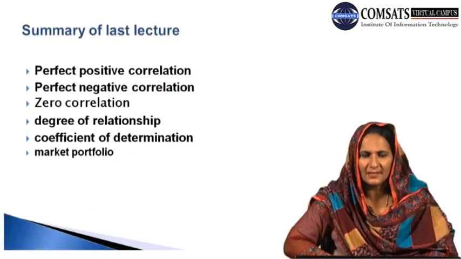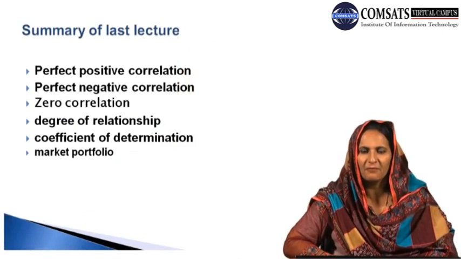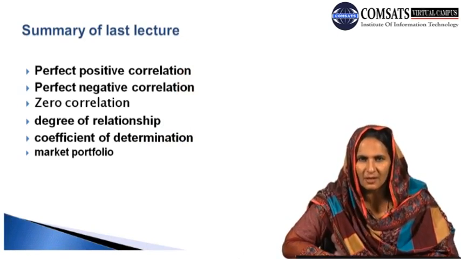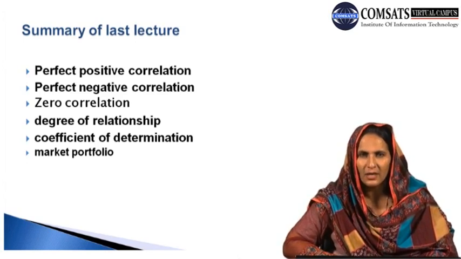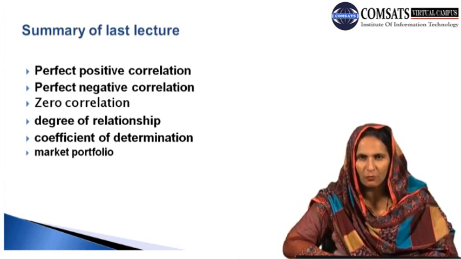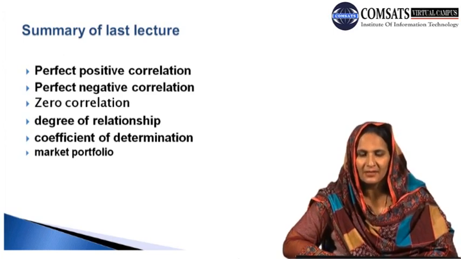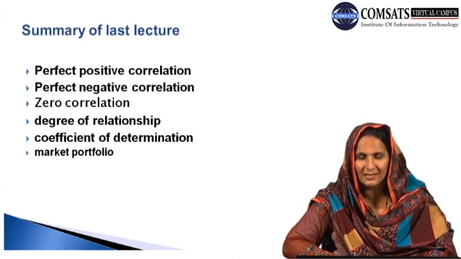Summary of the last lecture: we discussed perfect positive correlation and perfect negative correlation between the returns of different assets that we are likely to purchase and keep in our portfolio holdings, and then zero correlation. What is the nature of zero correlation between the returns on assets? We discussed the degree of association between the returns on assets. We also discussed the coefficient of determination. What is the significance of the coefficient of determination? It was also discussed in the last lecture.